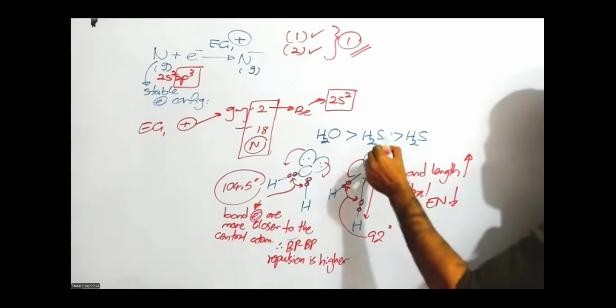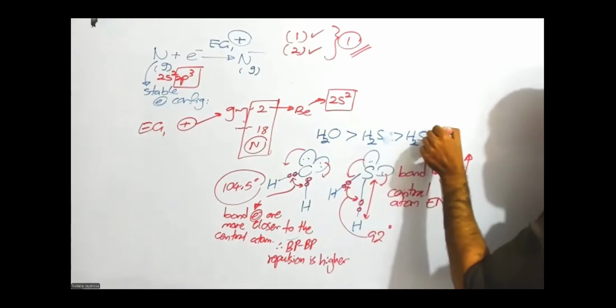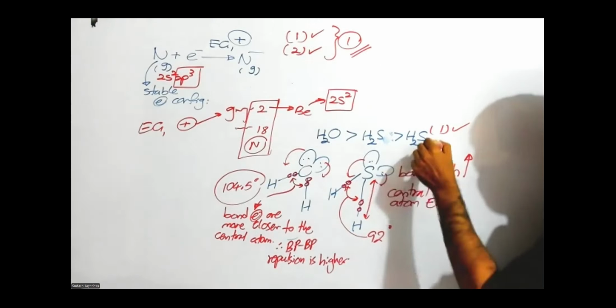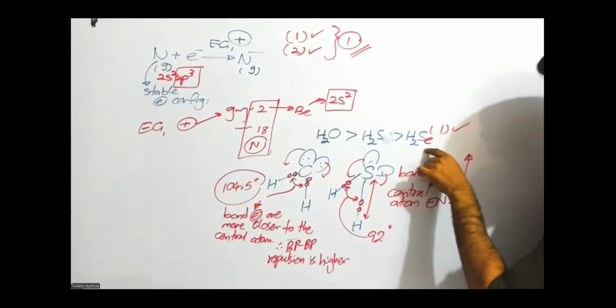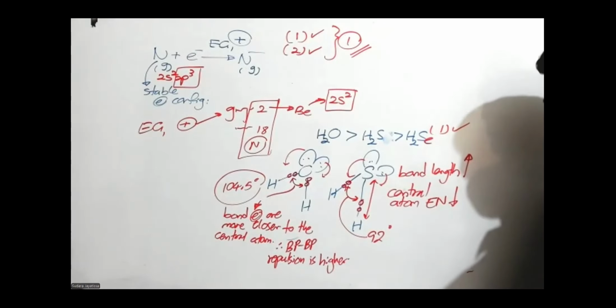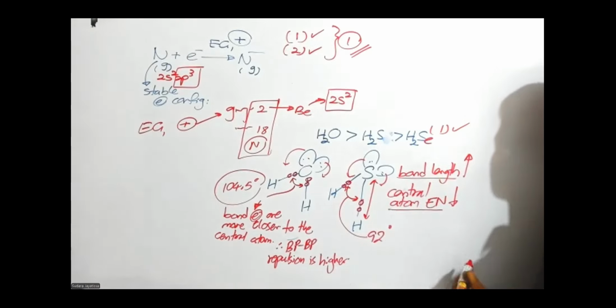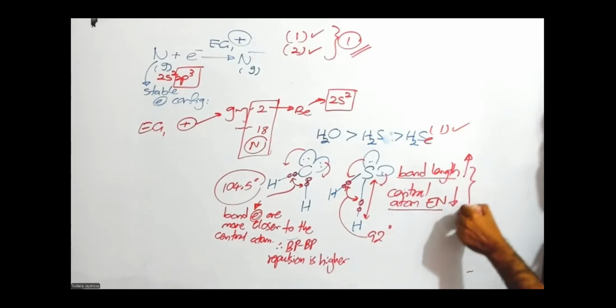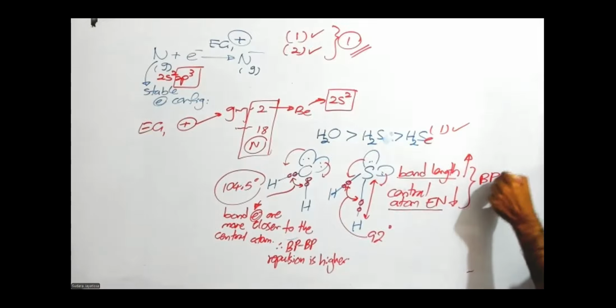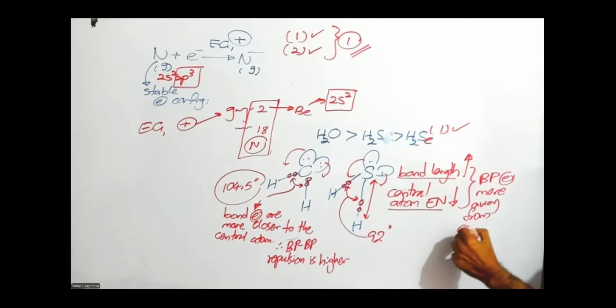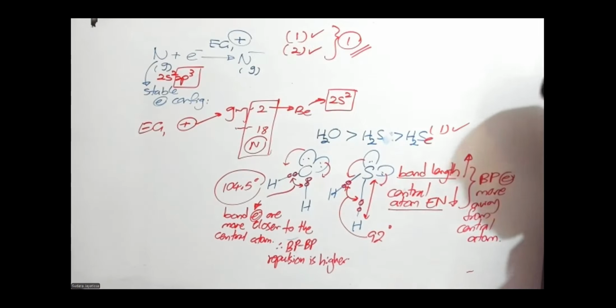Understood? So then if they tell us this bond angle is decreasing, this statement is going to be correct. So H2Se will have even lower bond angle. The reason is central atom electronegativity decreases, bond angle decreases, then bond pair electrons move away from the central atom. Now let's see the reason they have given.